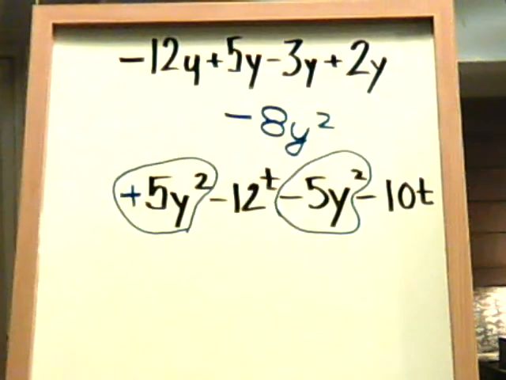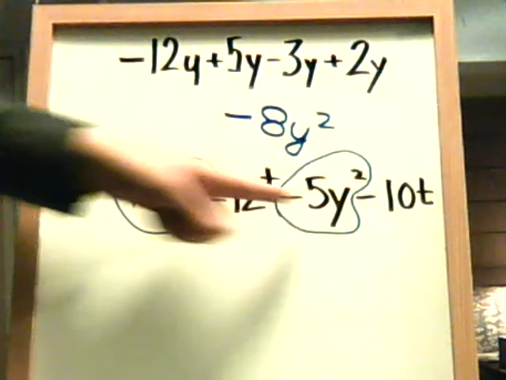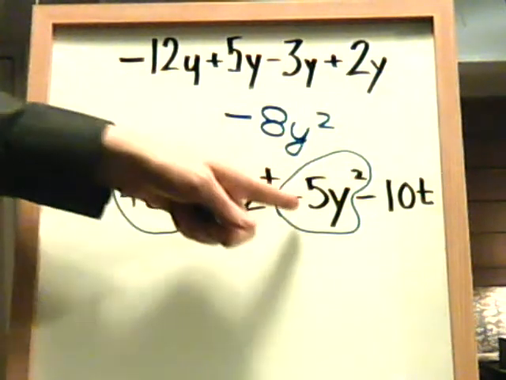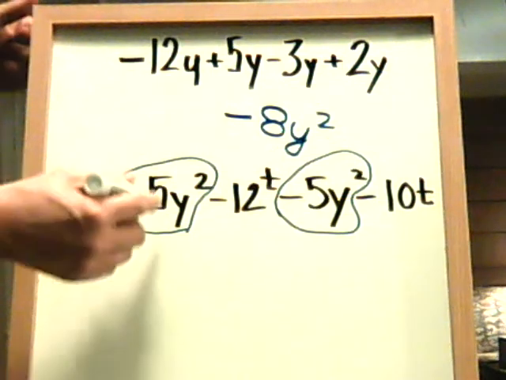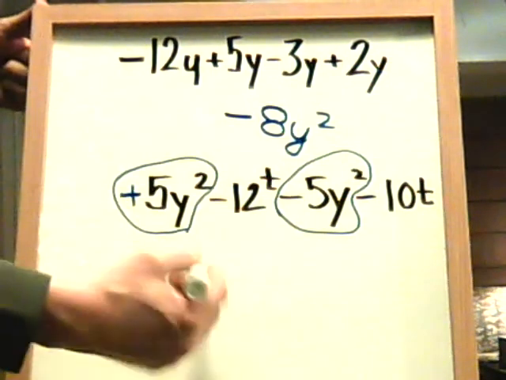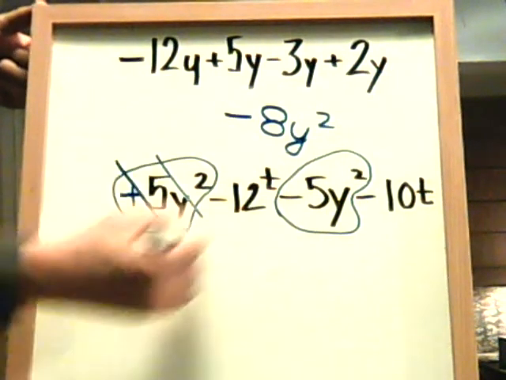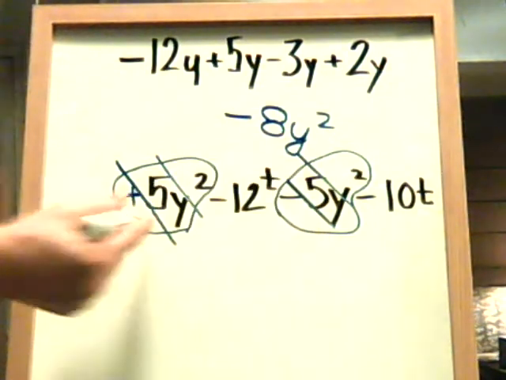Now, this is the trick of this problem. It's a little weird, but it's okay. A positive 5, negative 5. So the signs are different, positive, negative, so that means subtract. 5 minus 5 is 0. So that means, in this case, 0y squared. We wouldn't write 0y squared. That just means it's gone. These cancel each other out.